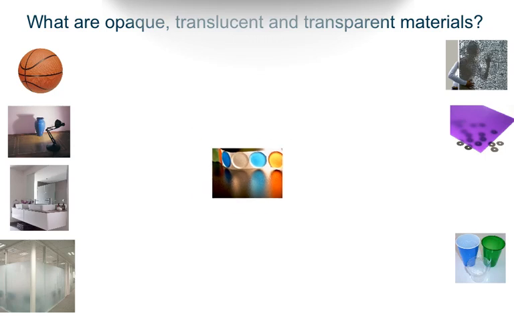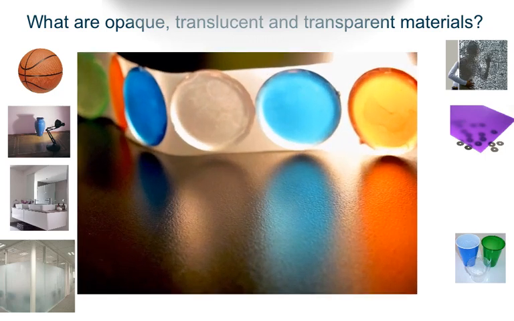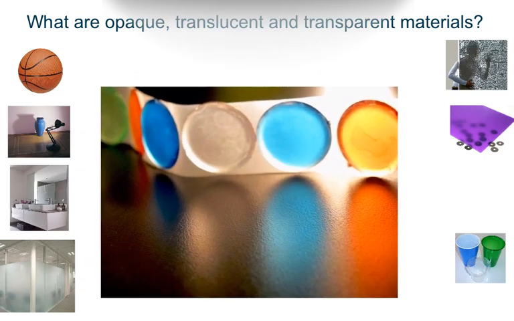And what about this? These colored circles, are they translucent or are they opaque? So actually they are translucent because you can see that they allow some light to pass through, so you can see the colored circles on the surface here. So they are actually translucent materials.